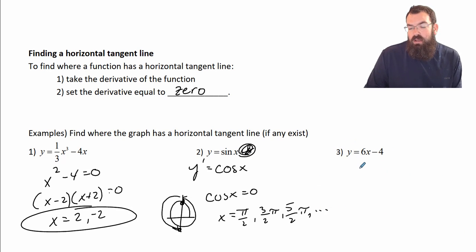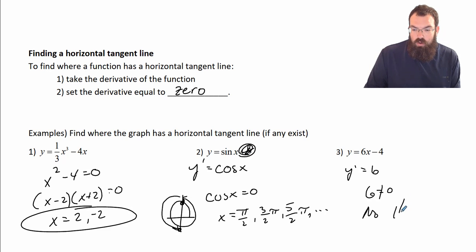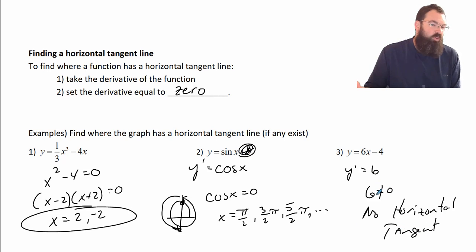For this one, I am going to get the derivative is equal to 6. And if I say that's equal to 0, well, that's not true, right? 6 cannot equal 0. So we know in this case there is no horizontal tangent line. Okay, that's pretty simple because I can't solve that equation. There's no variables in it, so pretty self-explanatory there.